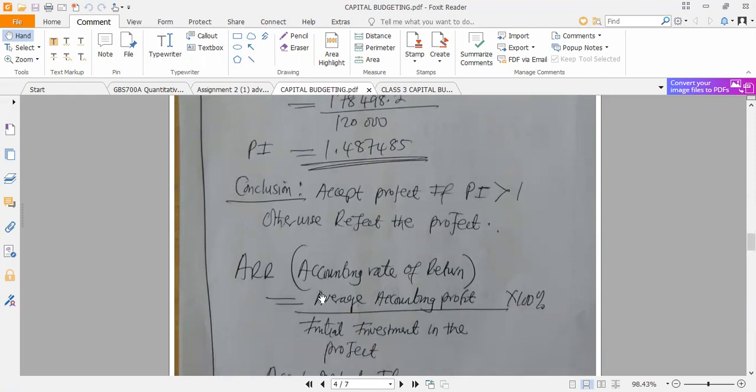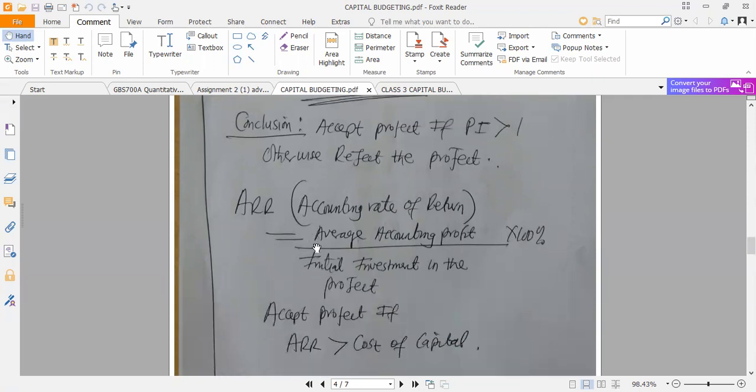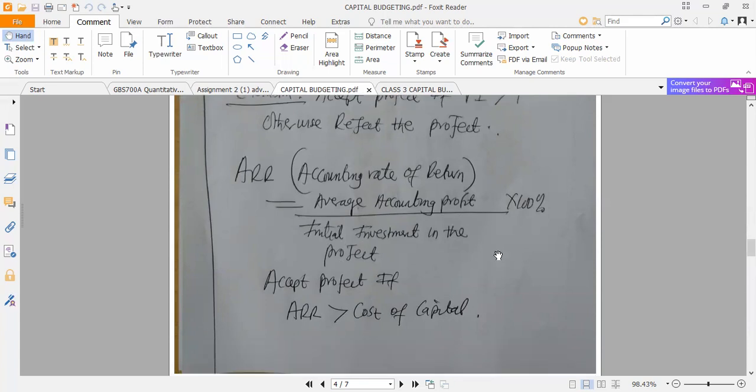Then in the other technique, we are talking about the accounting rate of return. This is actually the shareholders' return because of wealth maximization, because this one accounts for profit. So the formula is average accounting profit divided by initial investment in the project, then multiply by 100%. You only accept the project if the accounting rate of return is greater than the cost of capital. Otherwise, reject the project.